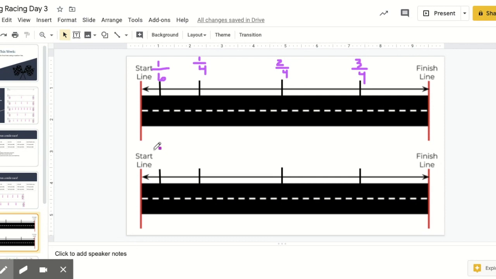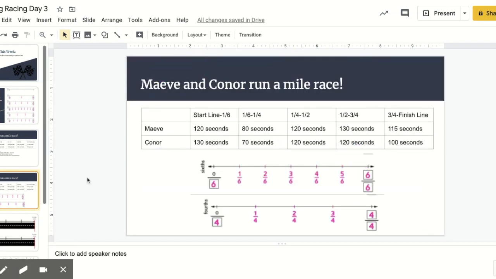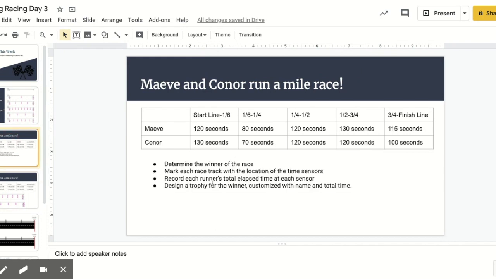And it's going to be the same thing down here. 1/6, 1/4, 2/4, and 3/4. Okay, so we've marked our time sensors on our racetracks. And now the next step we need to do is record each runner's total elapsed time at each sensor. So let's take a look.